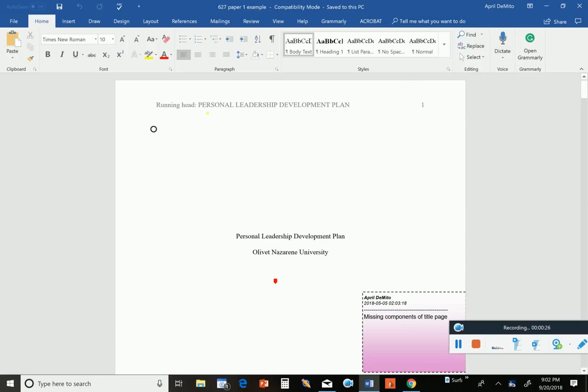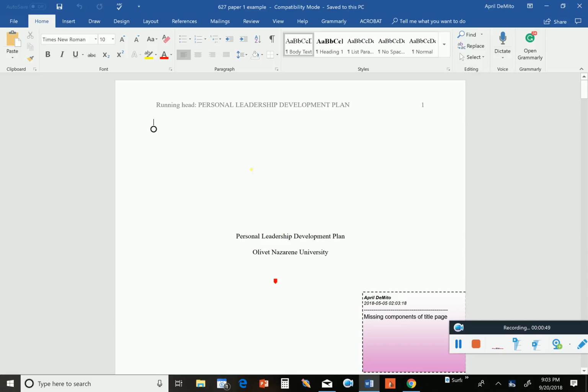So, when you're doing a title page, you need to have your running head. That running head is going to be on every page of your paper. It's in the top left hand corner. The running head comes from words that have been used in your title. The title of the paper should reflect what the content of your paper is going to be.